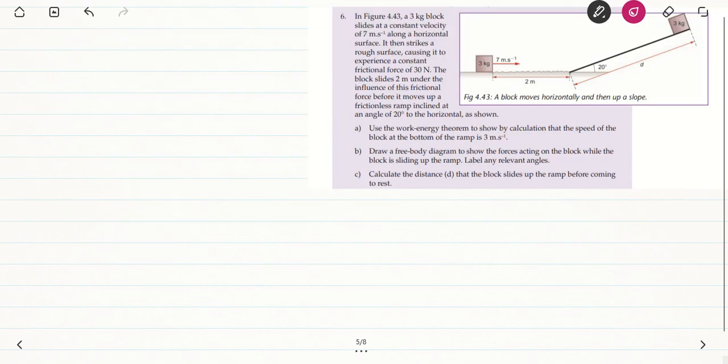Good day, learners. In today's video, we're going to be doing the example that I showed you on the board the day before yesterday, where we first started doing the work energy theorem.